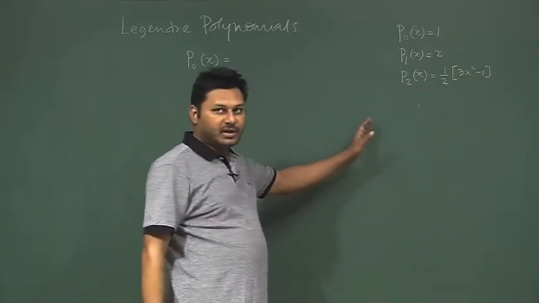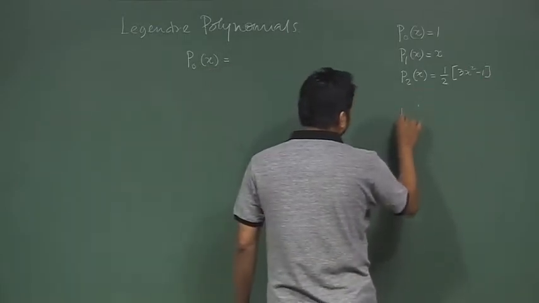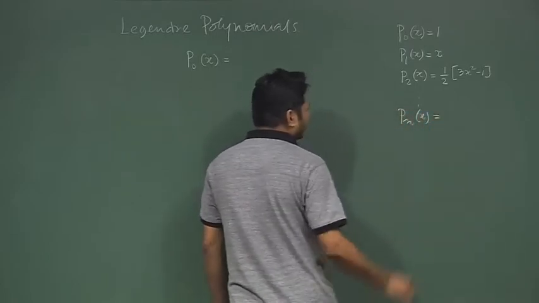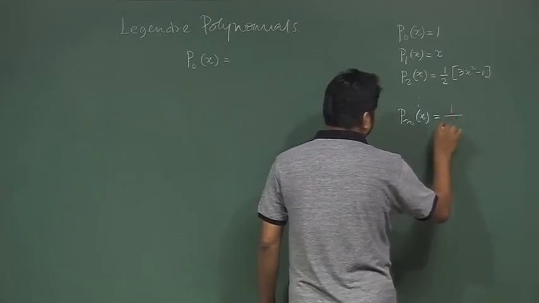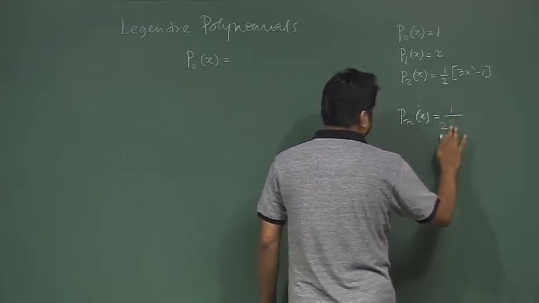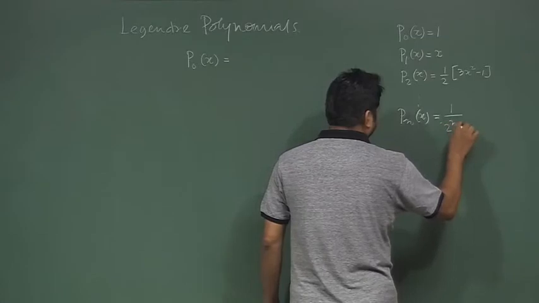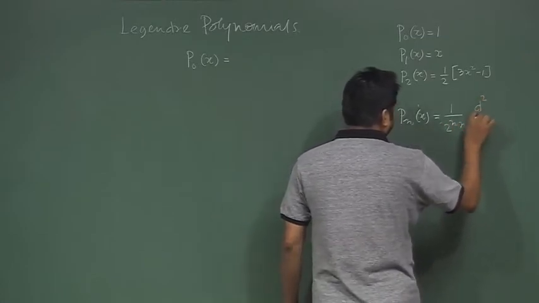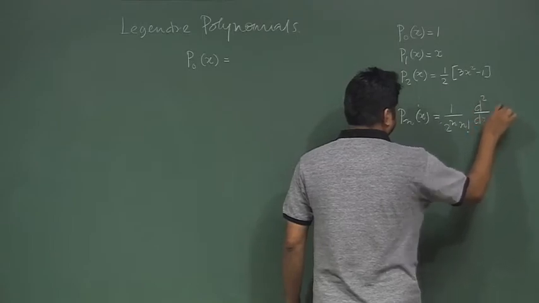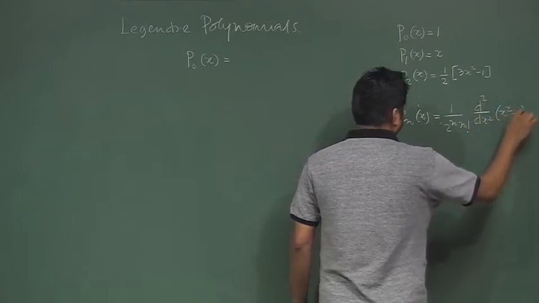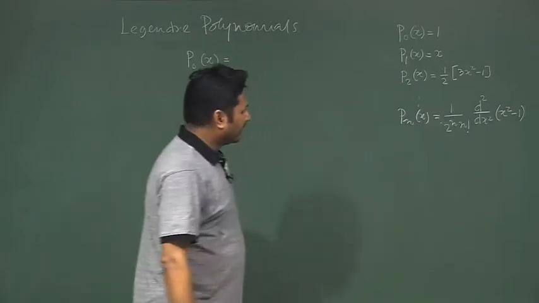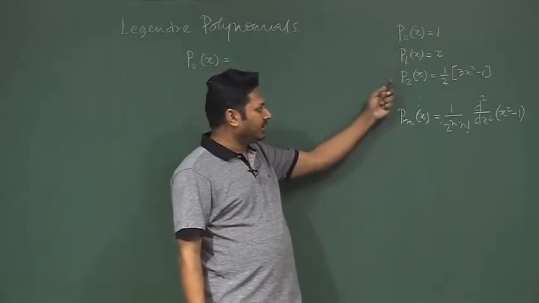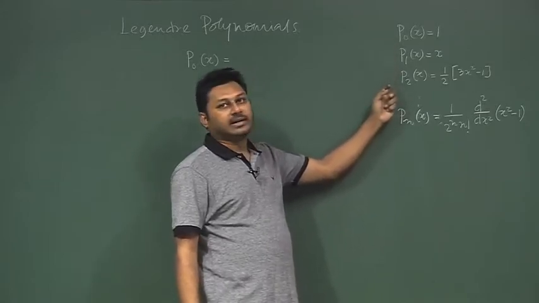There was a generating function that we also mentioned. If I want to find out the value of Pn, it should be essentially 1 by 2 to the power n factorial n, then d^n/dx^n of (x squared minus 1)^n, something like that. The thing is that these polynomials form an orthogonal set.